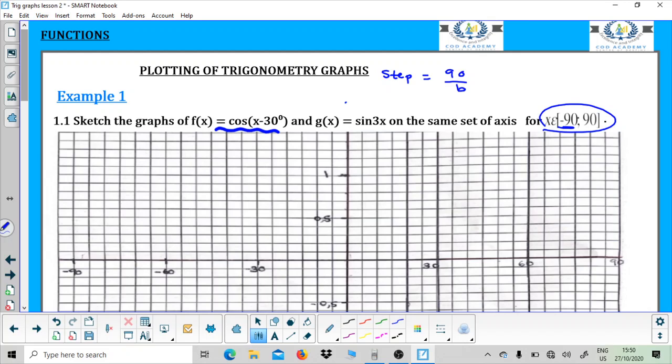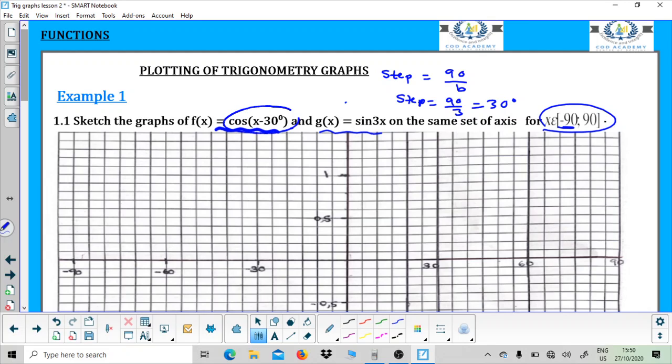So in this situation, let's say I look at g of x, my b there is 3 because there is 3x in place of our angle. So it means if you want to have your step there, it will be 90 divided by 3, which will be 30 degrees. However, another way, something that can override the formula of 90 over b, is the shift.